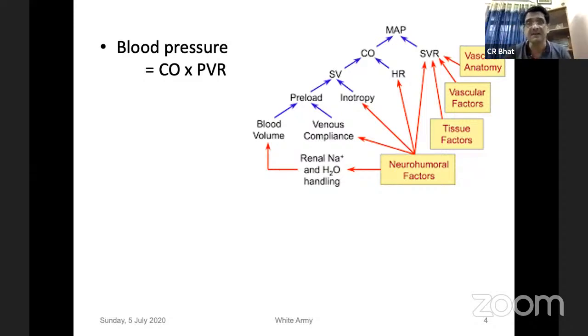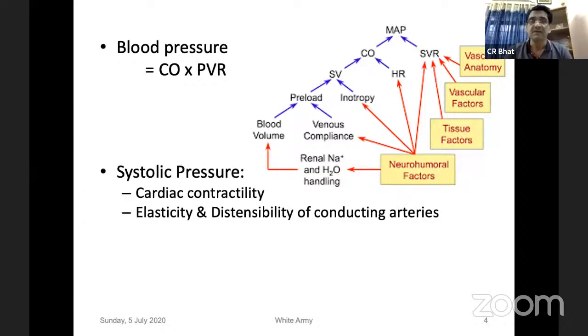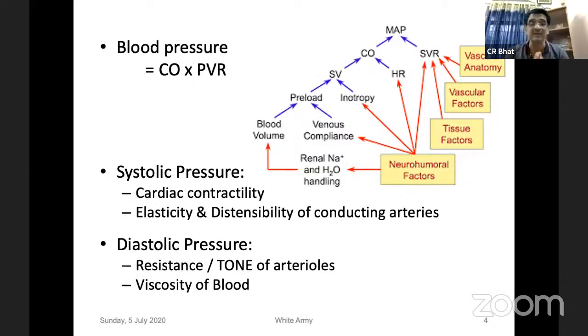Finally, all of these, especially the cardiac output and the heart rate, are leading to the determinant of the mean arterial pressure, or blood pressure. The systolic blood pressure primarily tells us about the cardiac contractility during the systolic period, and it also tells about the elasticity and distensibility of the conducting arteries. Whereas diastolic blood pressure tells about the resistance or tone of the arterioles and the viscosity of the blood.